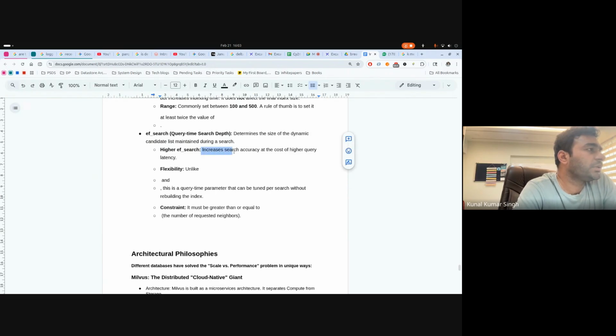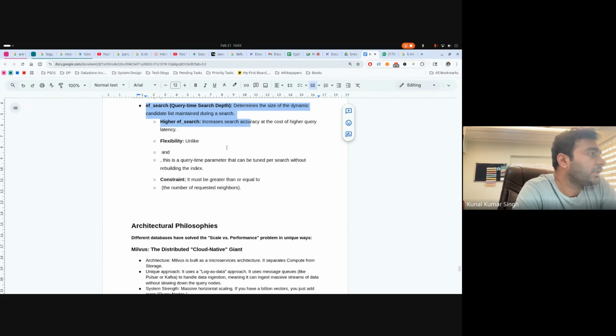Yeah. So the more dynamic candidates that you can maintain, the more accurate the search will be. मुझे थोड़ा समझ में नहीं आ रहा because the candidate list will narrow down eventually to that set itself, right? How much you have to return only, that is what you should be interested in. Cost of higher search latency.